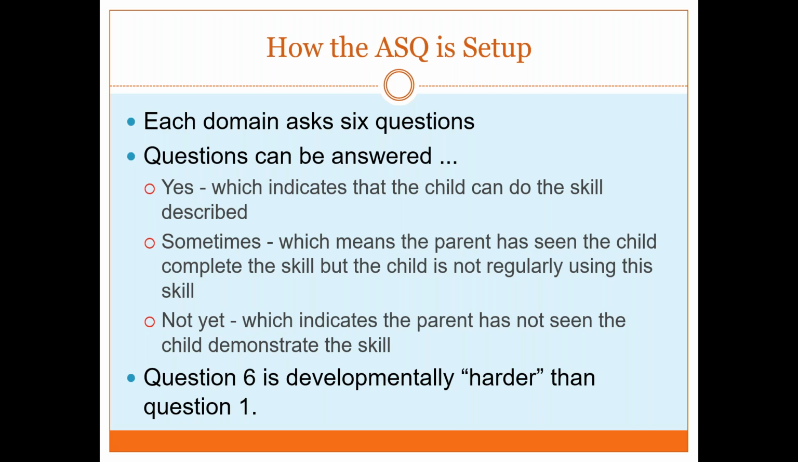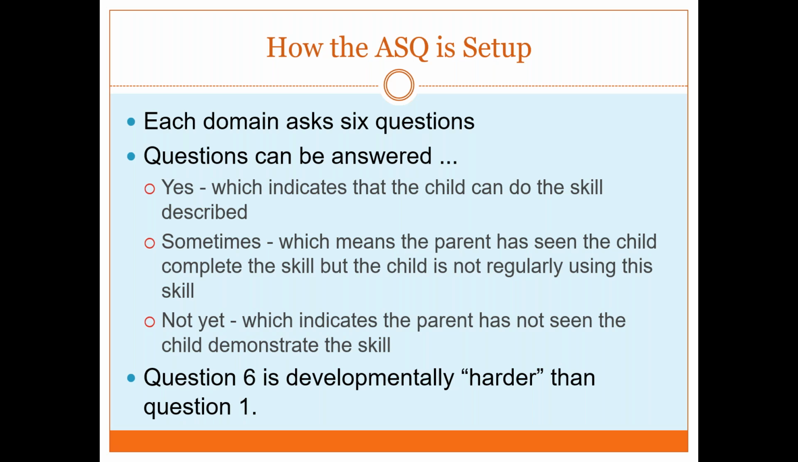Yes, just clearly yes, which indicates the child can do the skill described. Sometimes, which means the parent has seen the child complete the skill, but the child does not regularly do this and is not regularly using this skill. And then a clearly not yet, which indicates the parent has not seen the child demonstrate the skill.